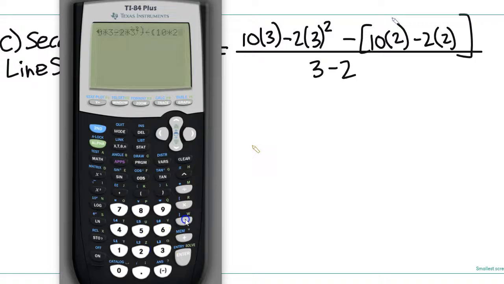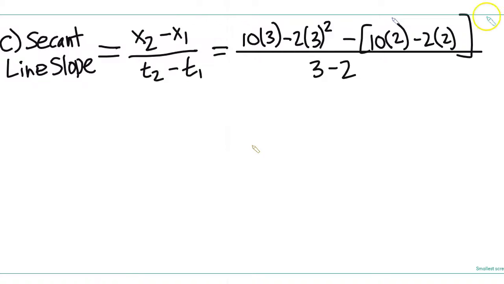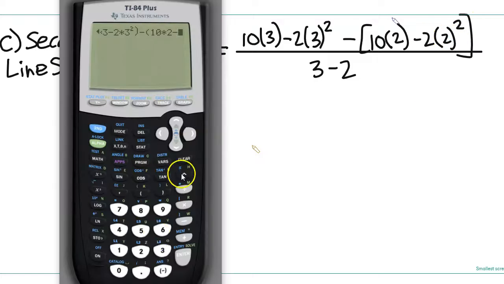2 minus, oh, there should be a squared on this other one. Maybe it didn't come over in the copy. It should be squared. Apologize for that. 2 times 2 squared. Close off this parenthesis. Now I'm going to close off the numerator and the denominator because I want to divide this all by 1, which is somewhat irrelevant because that's 3 minus 2, which is 1.